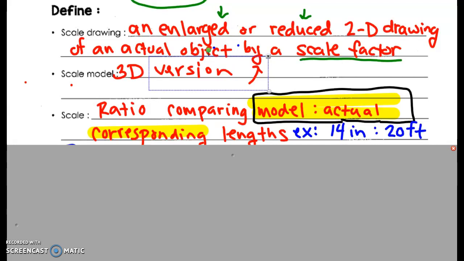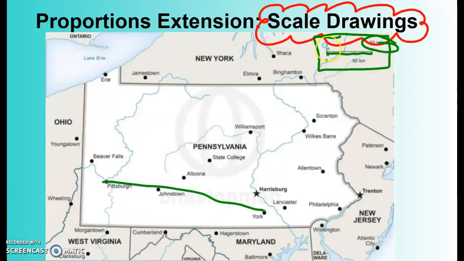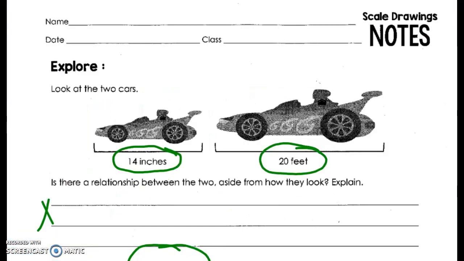So I'm even going to go back to my map here just to show you what that means. It's talking about this model distance, so the inch, to the real life. So this inch distance from York to Pittsburgh, to how many miles is it actually? But corresponding is just talking about that same distance.